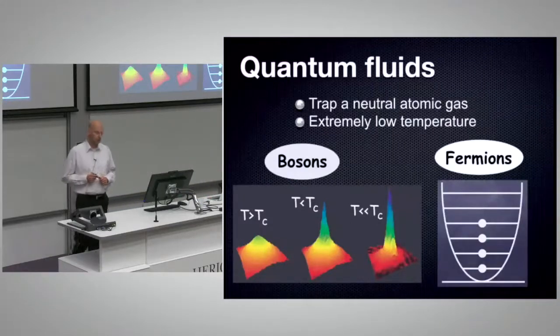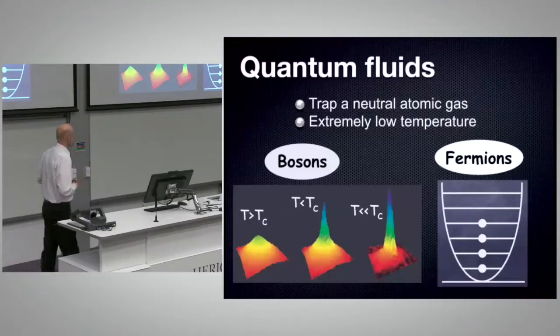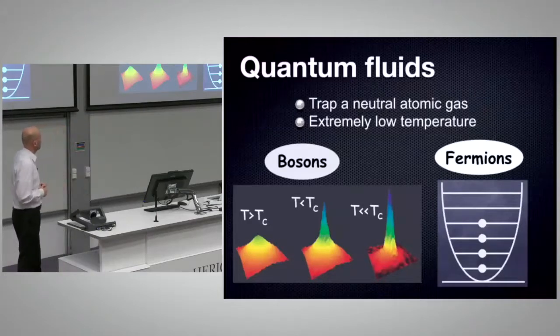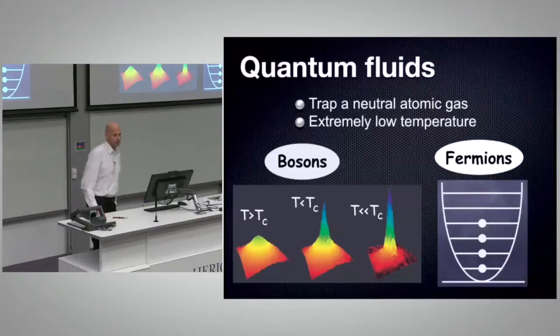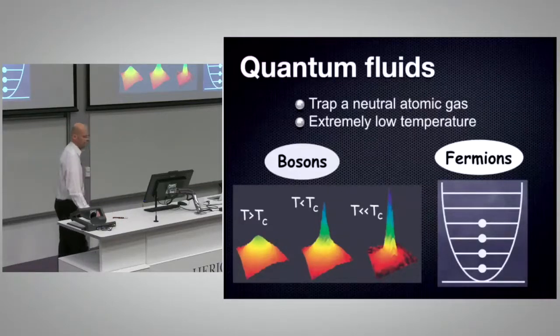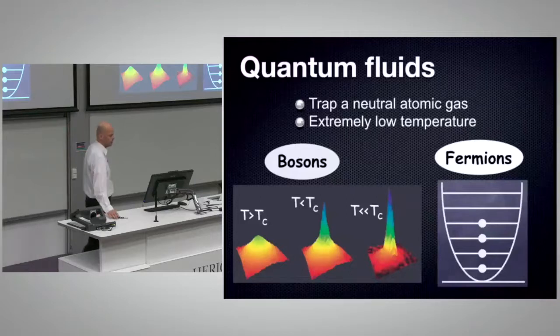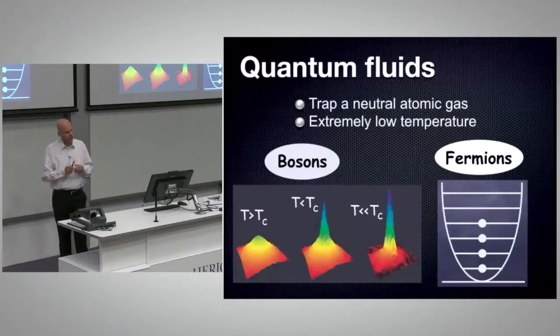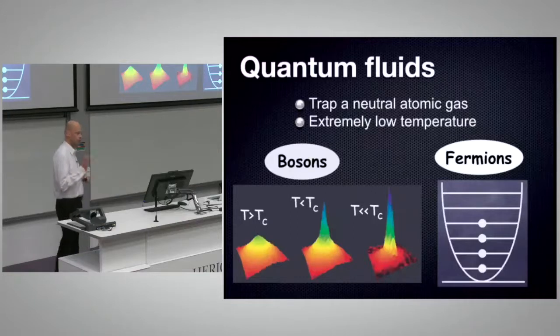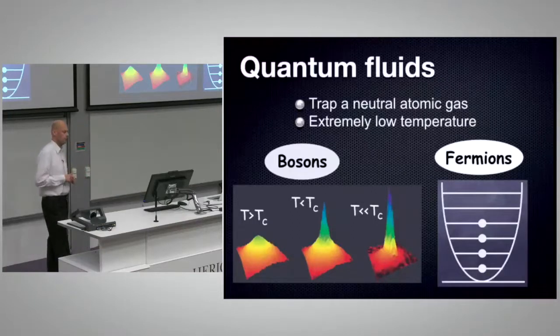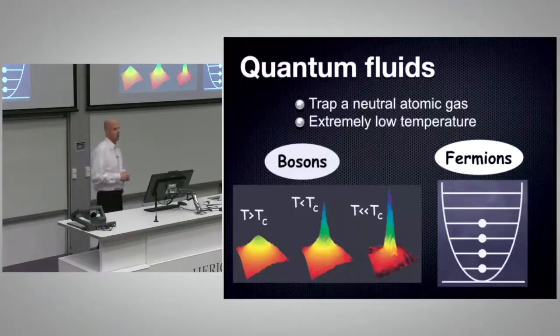Now, what about quantum fluids then? Because this is our main interest. The recipe for how to make a quantum fluid is actually quite simple. We need to trap atoms. We need to confine them. These atoms will be charge neutral, so they have no charge. This will become important later on. So we need to trap these atoms, and we need to cool them down to extremely low temperatures.